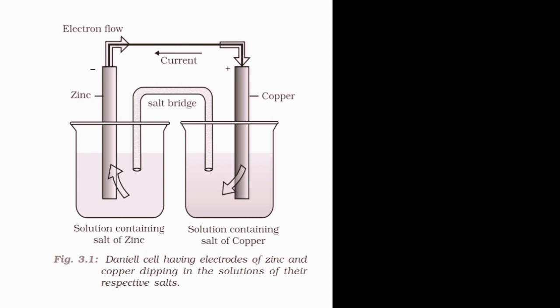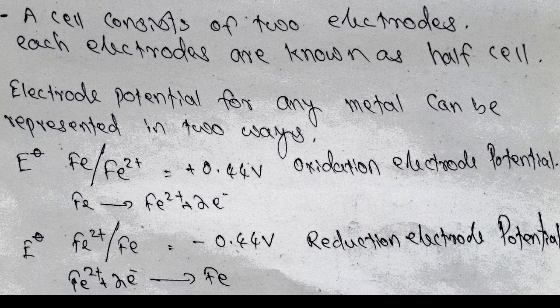E0 means standard electrode potential. Here Fe changes to Fe2+, which is oxidation. The potential difference here is the oxidation electrode potential, positive 0.44 volt. A positive value of the potential difference always represents oxidation.